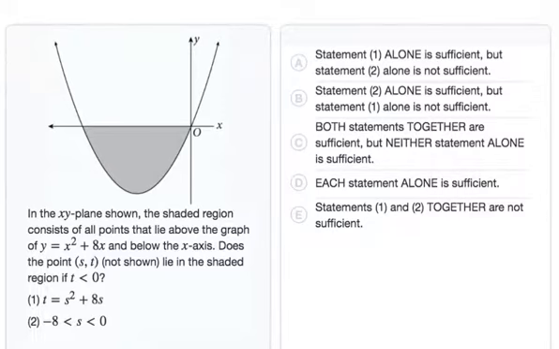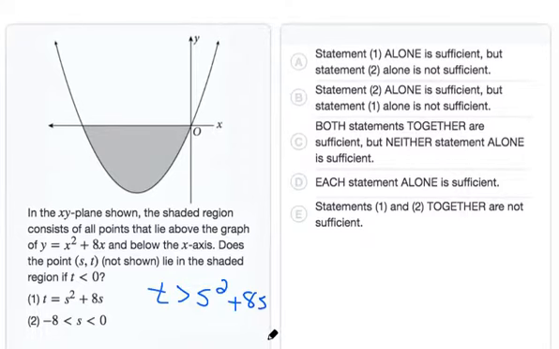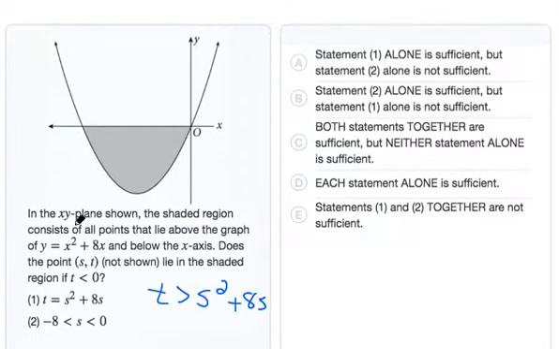So for ST to lie above the graph y equals x squared plus 8x, it must be true that t is greater than s squared plus 8s. That's plugging our s value in for x in our curve, and t must be above that. So when we're working through our statements, we want to know whether there's enough information to determine this, yes or no. And either of those would be enough to determine our value. So let's go ahead and determine our answer.